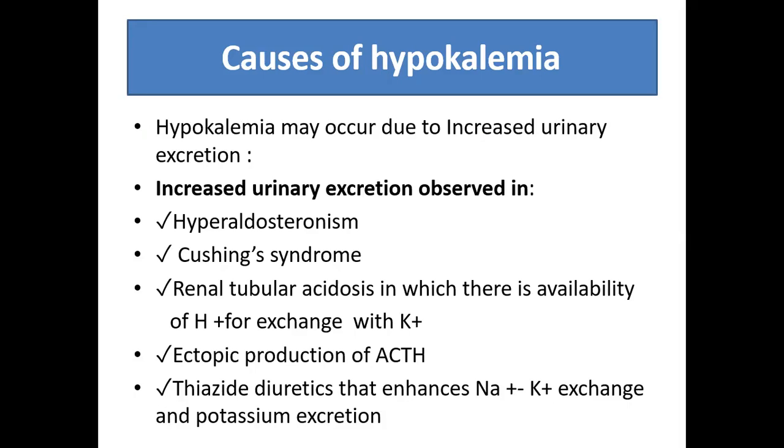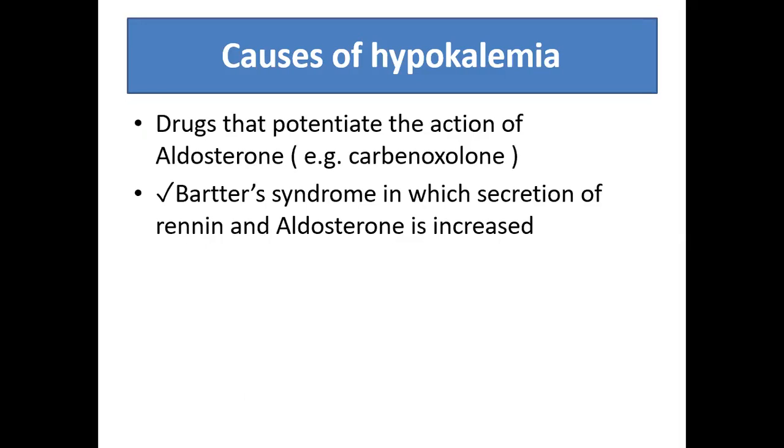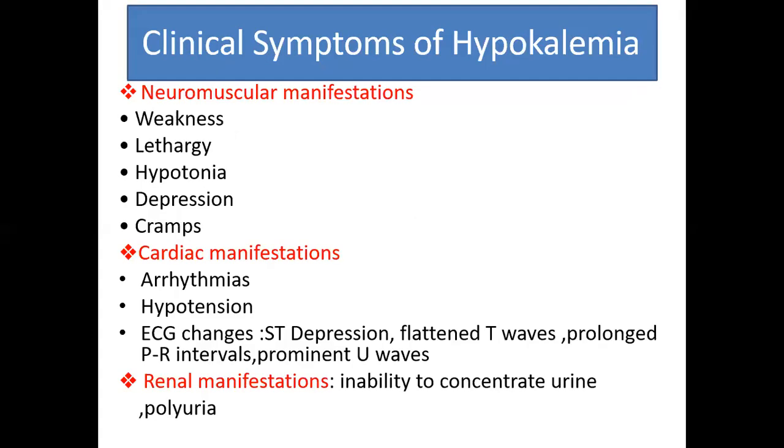Apart from it, ectopic ACTH production will also cause hypokalemia. High diuretics, again, will also cause hypokalemia. And then there are certain drugs which will potentiate the action of aldosterone, like carbenoxolone, that will also cause hypokalemia, and also Bartter syndrome, in which the secretion of renin and aldosterone is increased. So that will also cause hypokalemia.